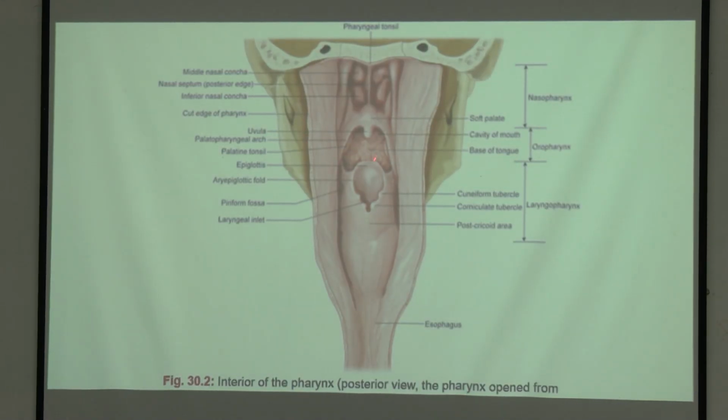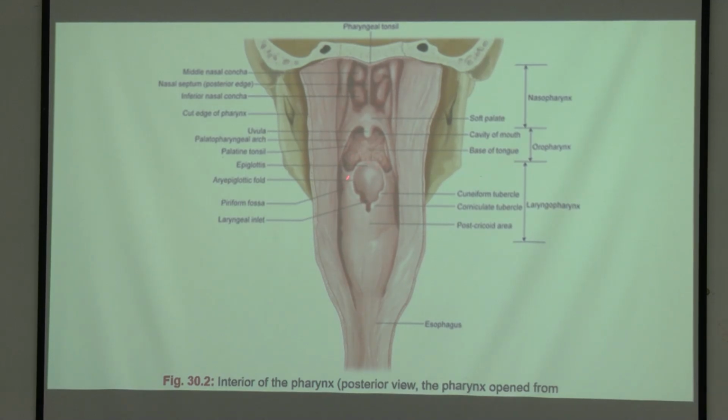And also we can appreciate the laryngopharynx. This is the inlet of the larynx. Okay, and behind which we will get the pharyngeal wall which we have cut open. This is a tubular structure. So the part of the pharynx behind this laryngeal cavity is the laryngopharynx.